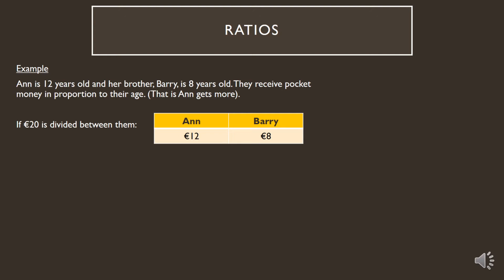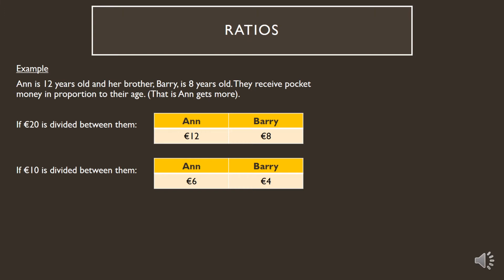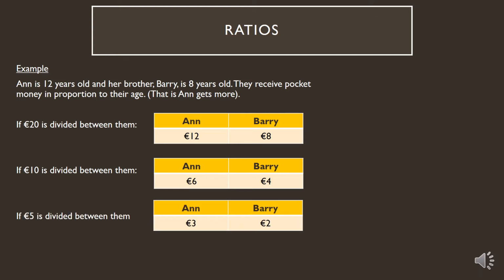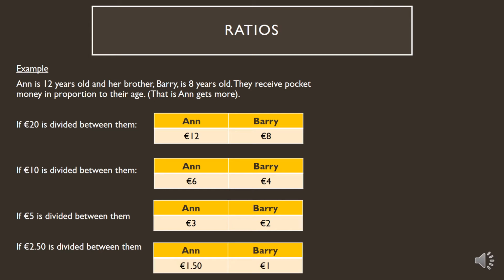If they only get half that amount, 10 euros, well, Anne gets half of 12, which is 6, and Barry half of 8, which is 4. So 6 euros to 4 euros. They get half that again, 5 euros. Anne gets 3 euros and Barry gets 2 euros. If they get half that again, 2.50, so half the numbers again, Anne gets 1.50 and Barry gets 1 euro.